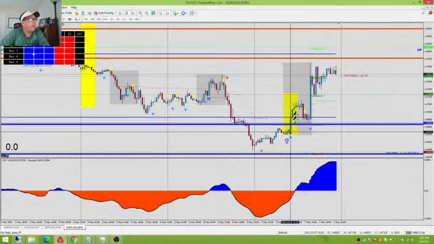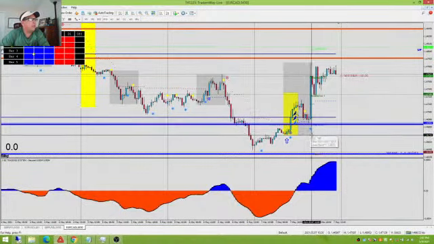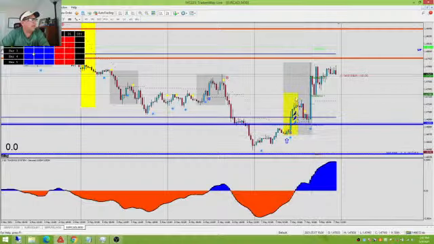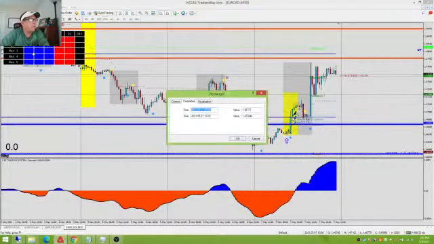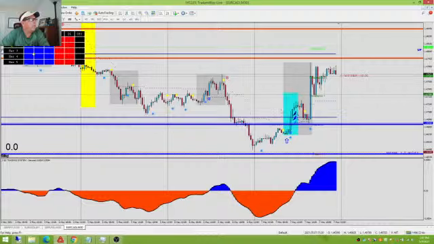So anything after this box would be bullish. Just make that a different color. There we go. So anything between this yellow box and this blue box, the direction is bearish, determined from the higher time frame, H4.